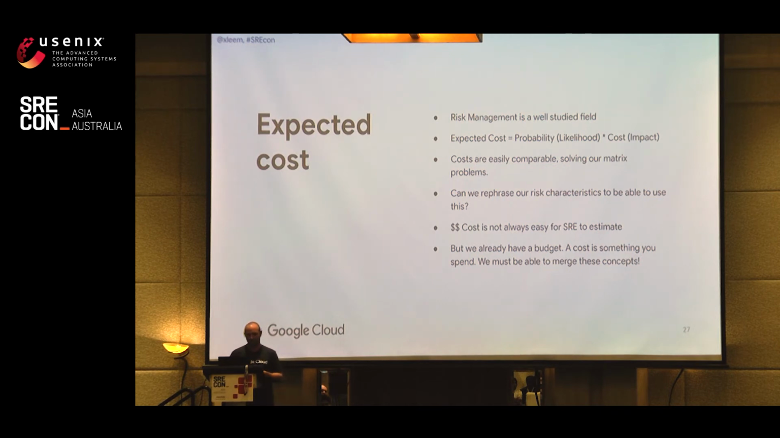What it does is it takes those two characteristics that we've already identified, the likelihood of a risk and the impact of a risk, and it multiplies them together, and it gives you an expected cost. So if we can find a way to quantify the likelihood and the impact of our risks, rather than just grouping them into those 3 buckets, then we could apply this to the list of risks that we've identified, and we could have an objective way to prioritize our risks as well.